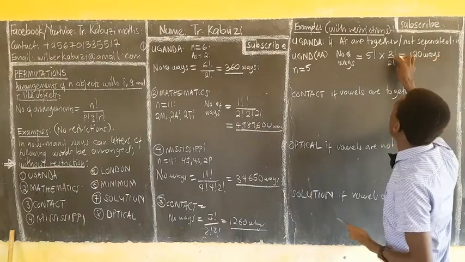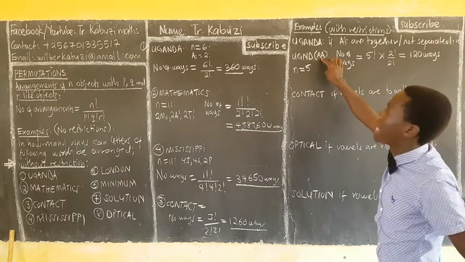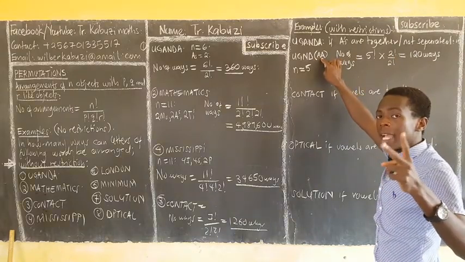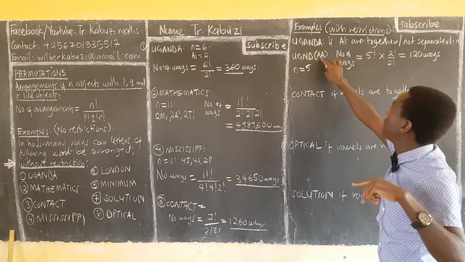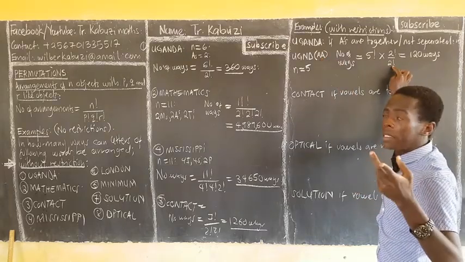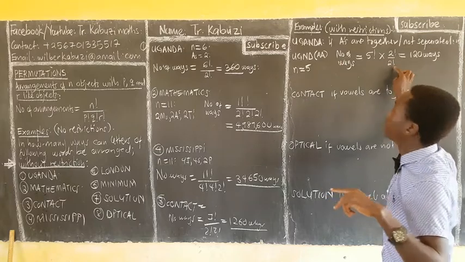The idea of repeating. These ones, first of all, they are 2. They can be arranged in 2 ways because they are 2. But they are repeating. That's why I'm dividing by 2. They are repeating. We have 2 A's. That's why I'm dividing by 2.